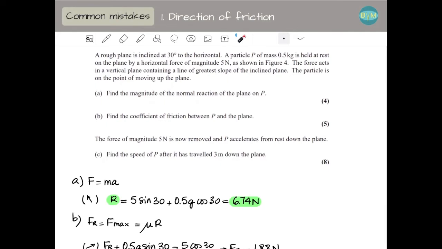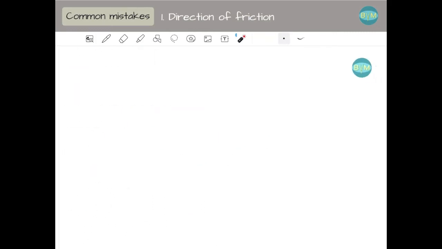Whenever in a forces question they ask you about distances or times or velocities, that means we are going to use SUVAT equations. And for using SUVAT equations, we need to find the acceleration. And that's where the forces come. So we are going to use forces again to find acceleration, and then SUVAT to find speed. We need to find acceleration down the plane. So I'm going to do a new sketch because my forces are going to be slightly different now.